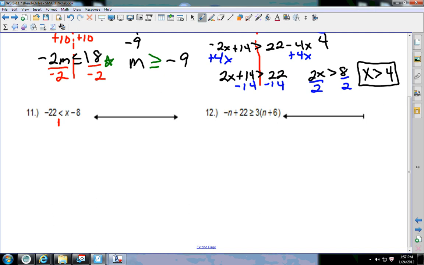First thing I'm going to do right here, let's get x by itself. Now, let's do this a couple ways so you can see. I'm going to add 8 to each side. Right here I get negative, oh, what is that? That's a 6. Negative 14 is less than x.